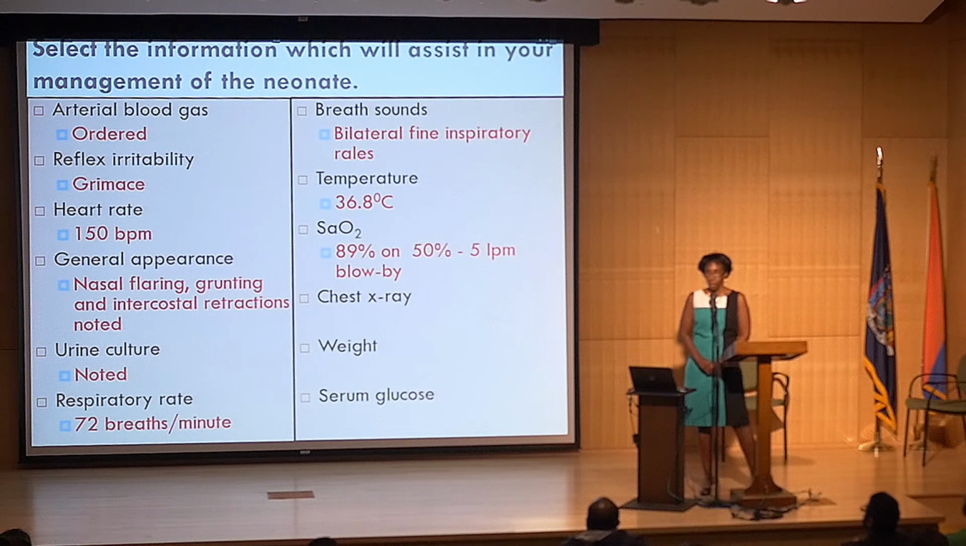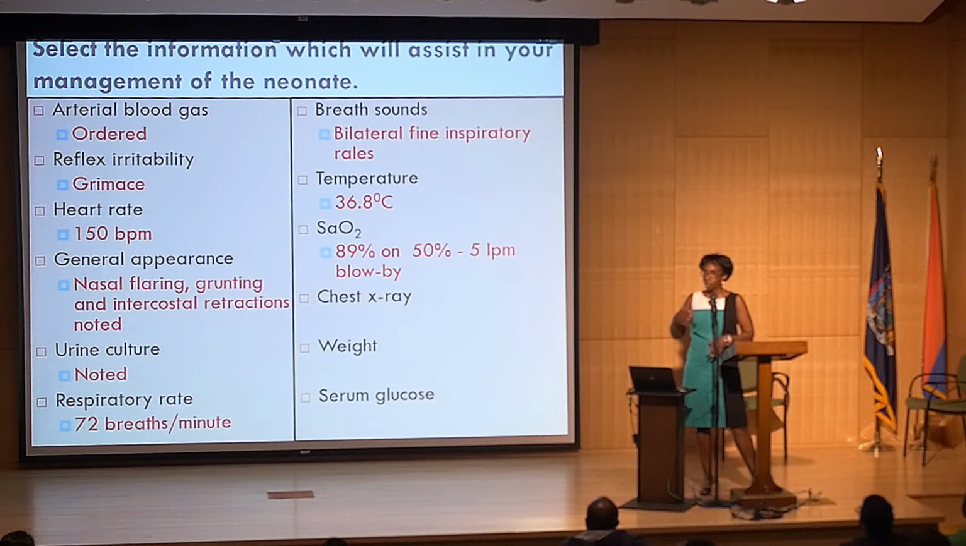Saturations. Well, right now the saturations are 89%. The baby's on 50%, 5 liters per minute blow by. So when I say 50%, 5 liters per minute blow by, I mean that the oxygen tubing is hooked up to a blender. It's set at 5 liters per minute, and I have the blender dialed in to 50%.